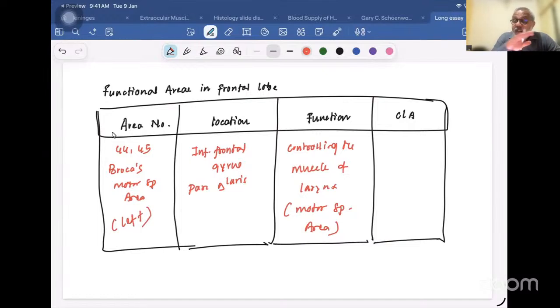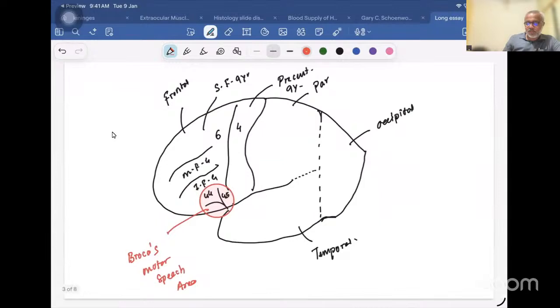This is never seen on the non-dominant hemisphere. So instead of left, we can say this is always present on the dominant cerebral hemisphere. This is how we can answer. When this area gets injured, this results in motor aphasia, otherwise called Broca's aphasia. Done? So, area number 44 and 45.